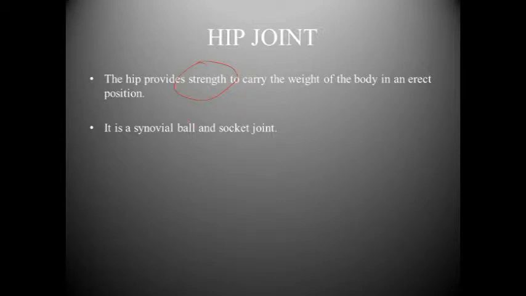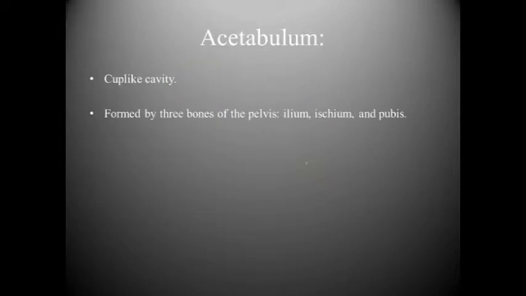What we mean by ball and socket is that you have a socket and you have something that fits inside of it. As we can see here, this is the acetabulum, the socket, and the ball is the femoral head. The acetabulum is a cup-like cavity which is formed by three bones of the pelvis, the ilium, ischium, and the pubis. And so all three bones of the pelvis actually make up the acetabulum. Very interesting in this respect.